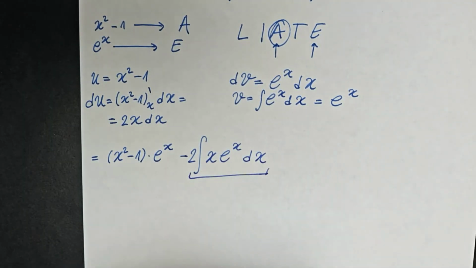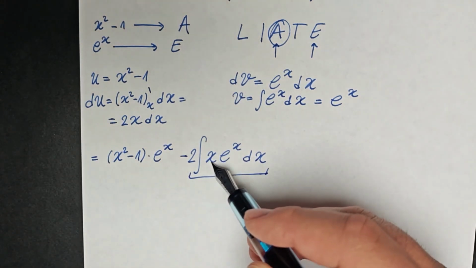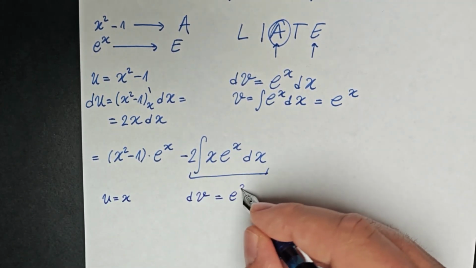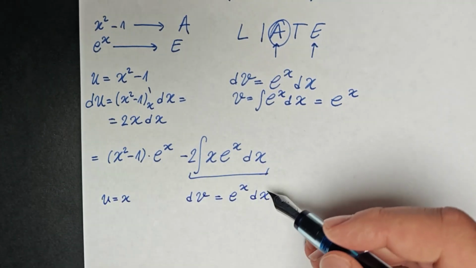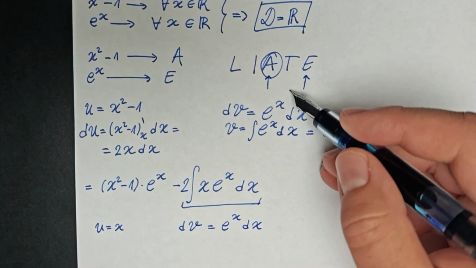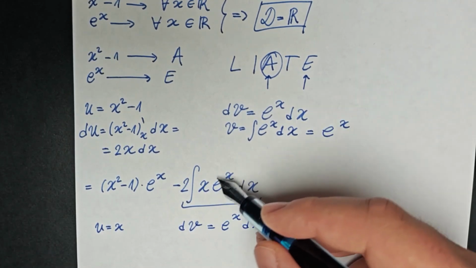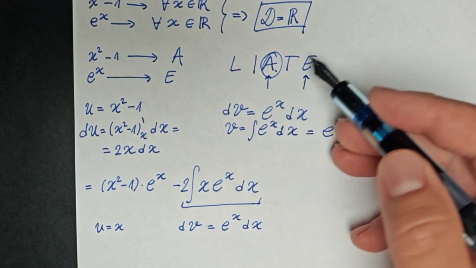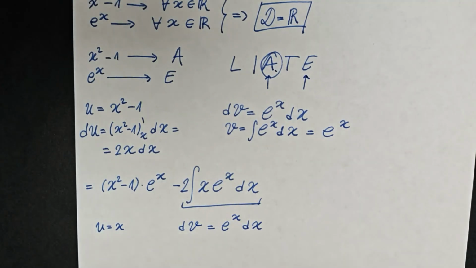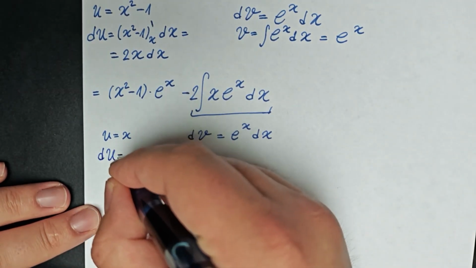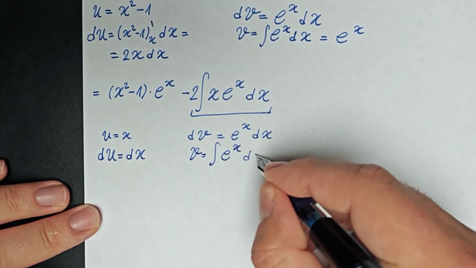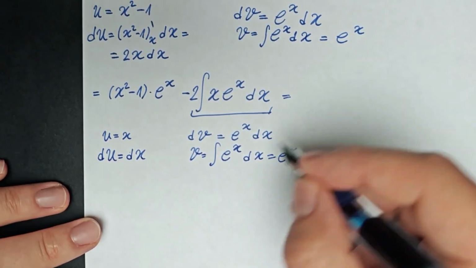For this integral we are again going to use the same approach of integration by parts. In this integral, u is going to be x and dv is going to be e to the power x dx. The explanation is the same as the one that I just gave you. X is algebraic, e to the power x is exponential, algebraic is before exponential, and that is why we are picking u to be the algebraic part. Let's calculate du, that is dx, and v is an integral of e to the power x dx, which is just e to the power x.